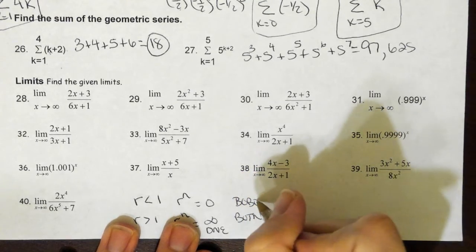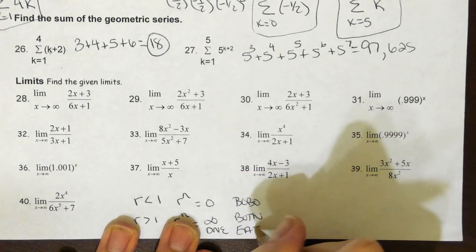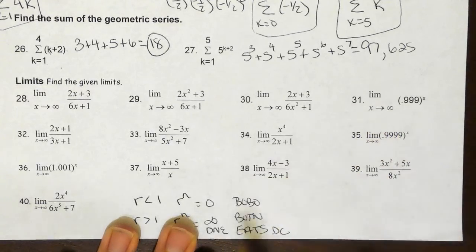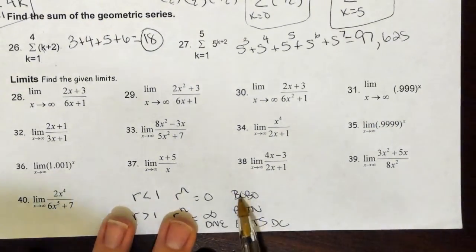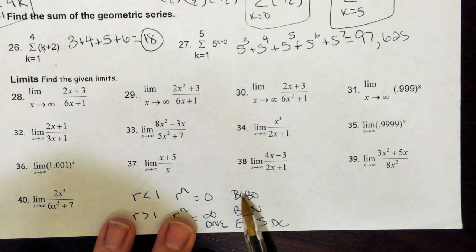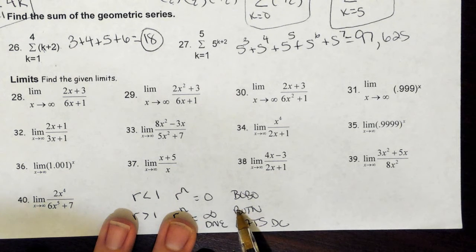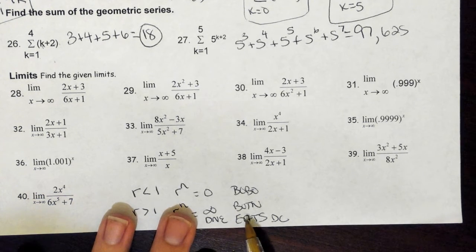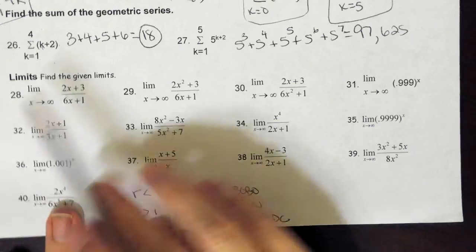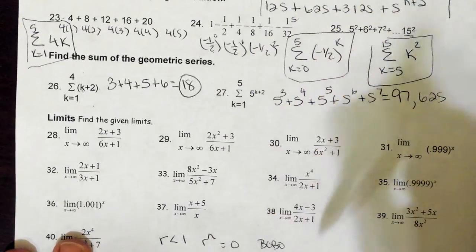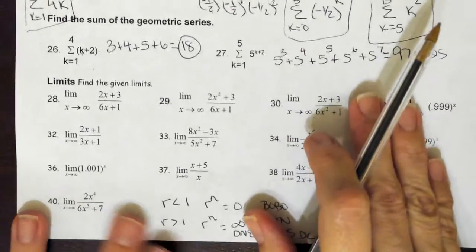Bobo, Botan, Eats, DC. If you're looking at a fraction, you're looking at the exponents. And if the exponent is bigger on the bottom, the limit approaches 0. If the exponent is bigger on the top, then it does not exist. It goes off to infinity. If the exponents are the same, you divide the coefficients. So I'm going to use these rules as I do these problems here. You don't have any formulas for this. You just have to know it.